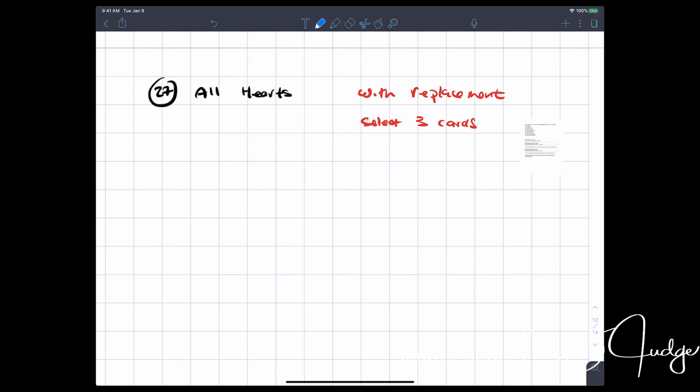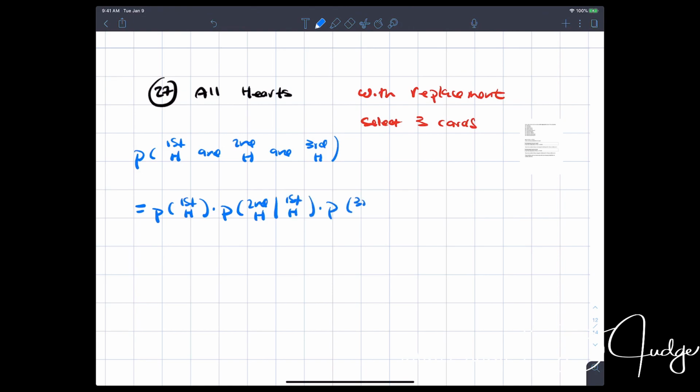So let me write down this meaning here. This is the probability. The first is a heart. The second's a heart. And the third's a heart. The multiplication rule says this. That's the probability the first is a heart times the chance the second's a heart, given that the first is a heart, times the chance the third is a heart, given the first is a heart and your second is a heart.